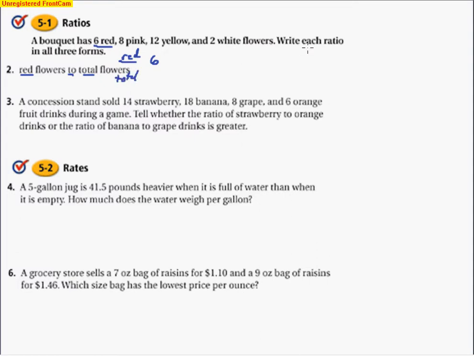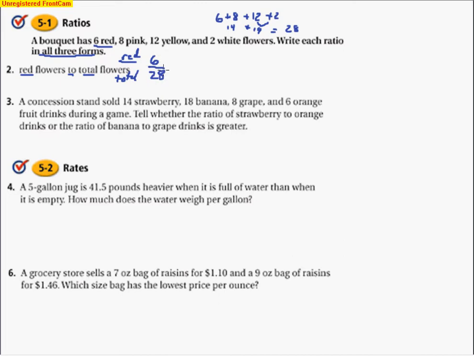Now, we're going to write each ratio in all three forms. We're going to do it in these 3 different ways. So red is first. So 6 over the total. We've got to add up all these numbers. So we got 6 plus 8, so that makes 14, plus 12 plus 2. So I'll add up the 12 and the 2. That makes another 14. 14 and 14, well, that gives us 28. 28 total, so 6 over 28.